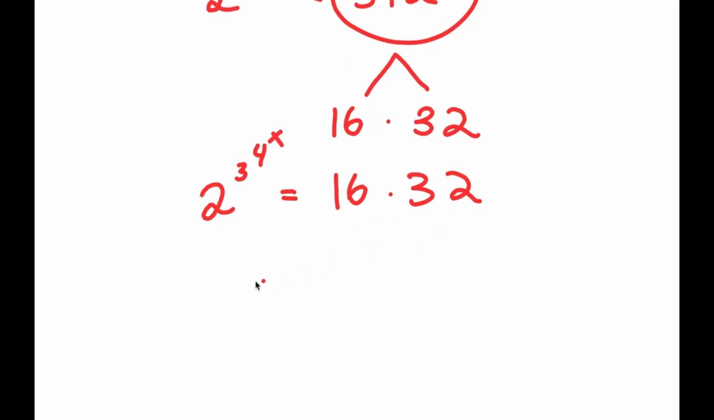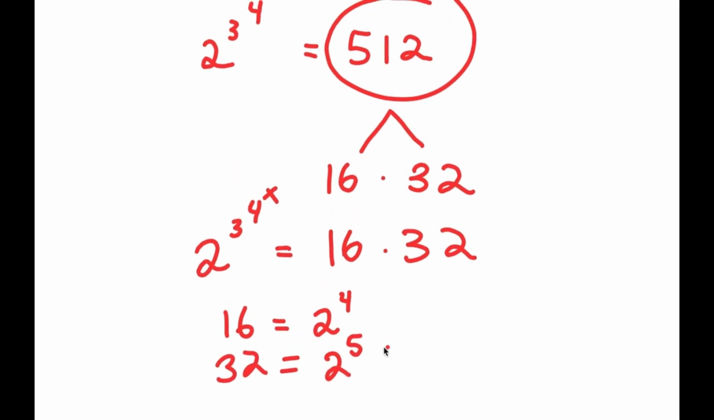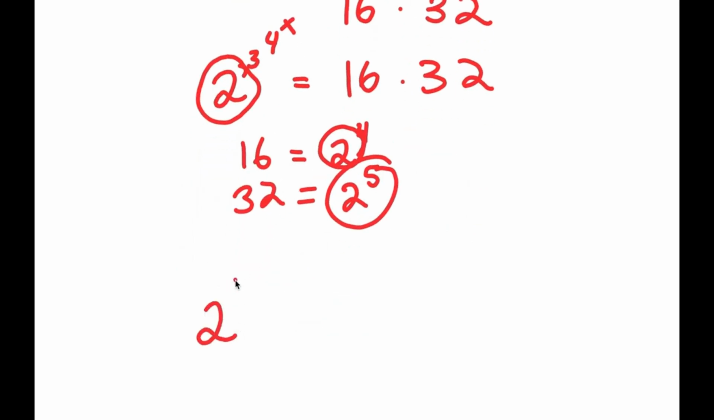Now 16 is equal to 2 to the power of 4, and 32 is equal to 2 to the power of 5. So this is why we wrote 512 as 16 times 32, because now I have 2 to the power 4 times 2 to the power 5, and notice how we have another base of 2 over here, 2 to the power 3 to the power 4 to the power of x. So now I can rewrite this as 2 to the power of 3 to the power 4 to the power of x is equal to 2 to the power 4 times 2 to the power 5. Now all my terms are bases of 2.